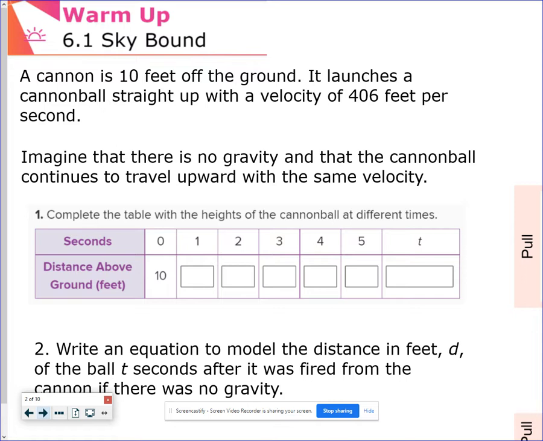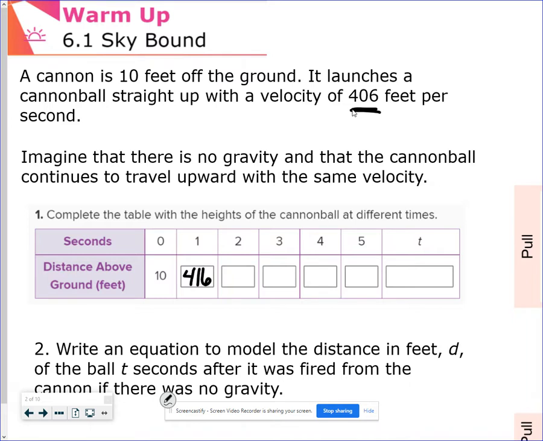So we're going to do this first table and pretend like there's no gravity. We are not worried about gravity at all. So we are going to say that at 0 seconds, so before it even leaves the cannon, that cannonball is 10 feet off the ground. After 1 second, it's going to travel 406 feet. Every single second, it's going to travel 406 feet. So after 1 second, it travels 406 feet, but it was already 10 feet off the ground. So that's going to put it at 416.